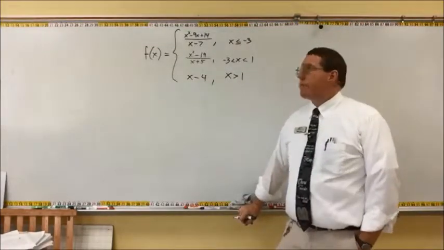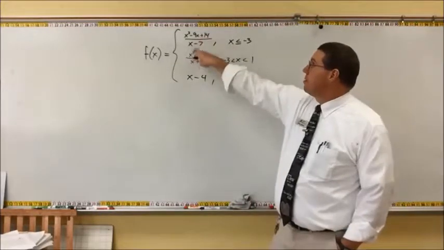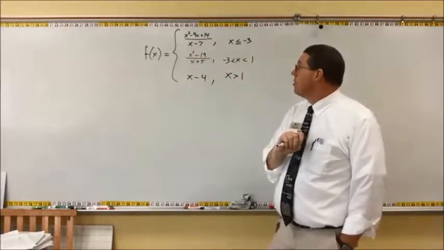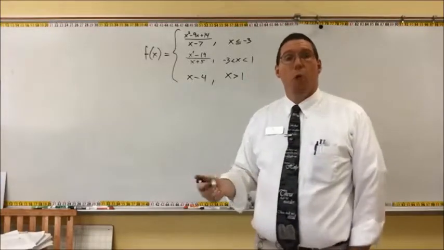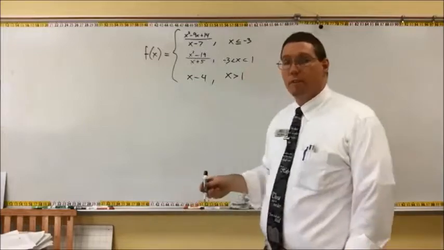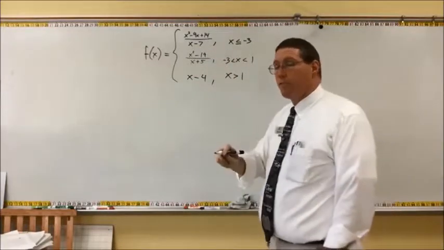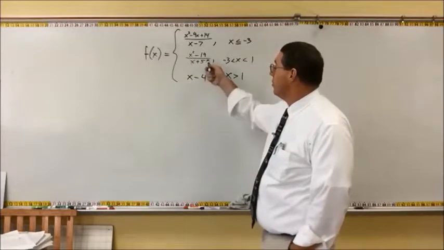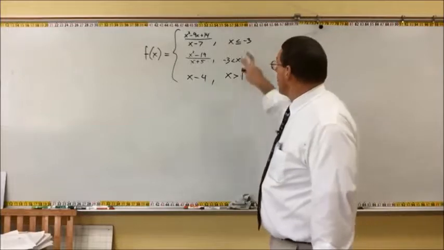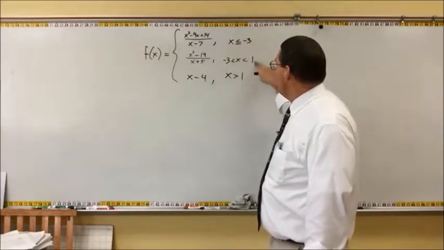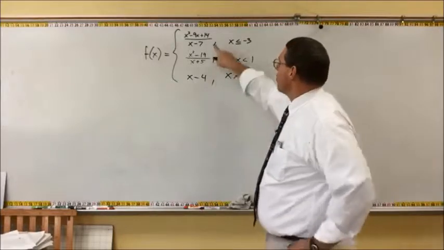Okay, here's another piecewise function. We've got two of the pieces that are rational expressions, and let's start looking for our discontinuities. The first thing I'm going to do is see if there's a discontinuity in this rational piece. Then I want to see if there's a discontinuity in this rational piece. Then I want to see if the transition values, negative 3 and 1, might have jump discontinuities. Okay? So let's look at this first piece here.